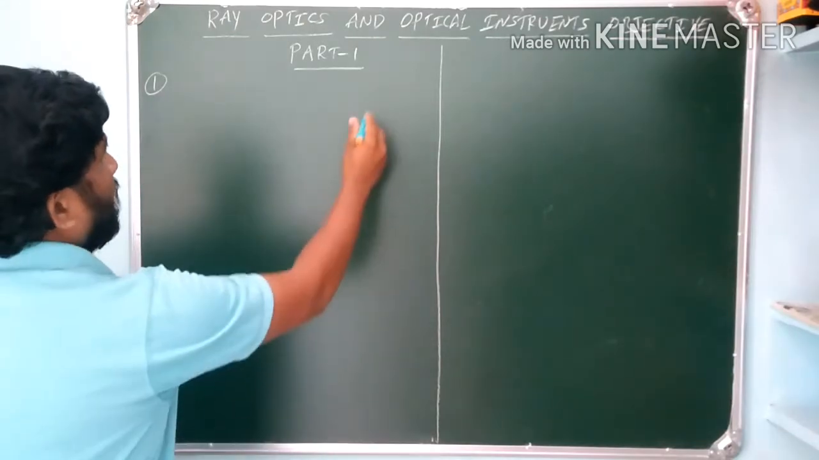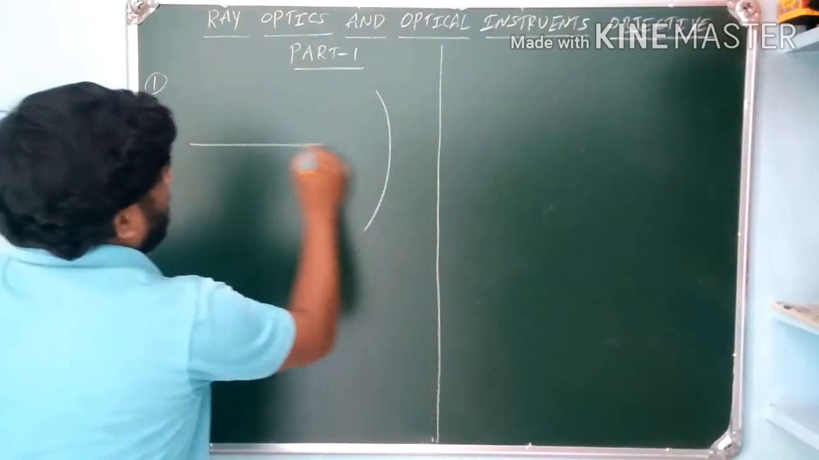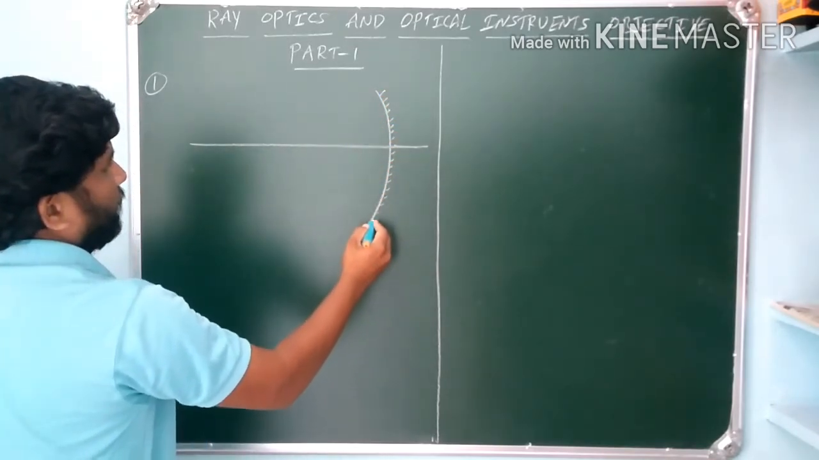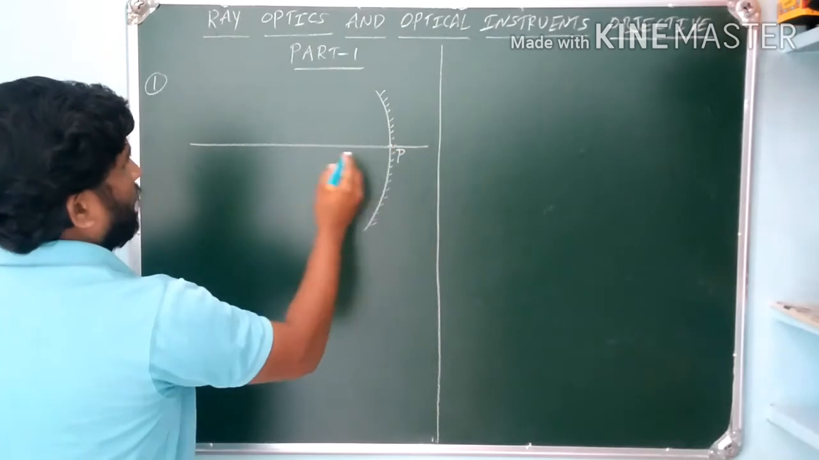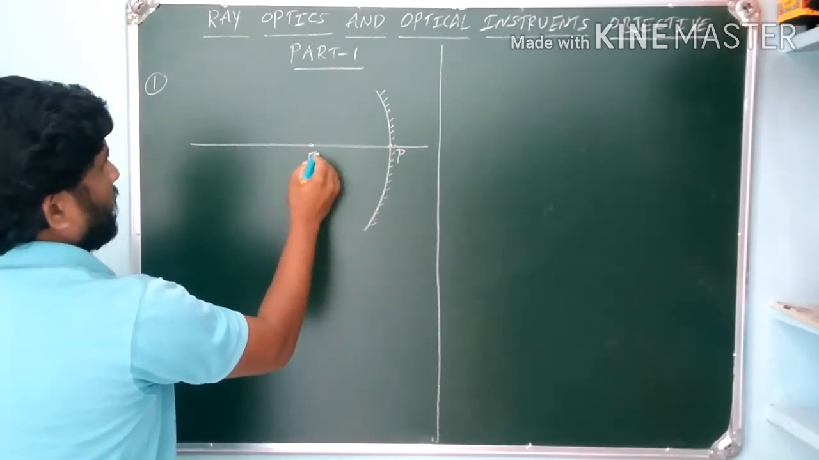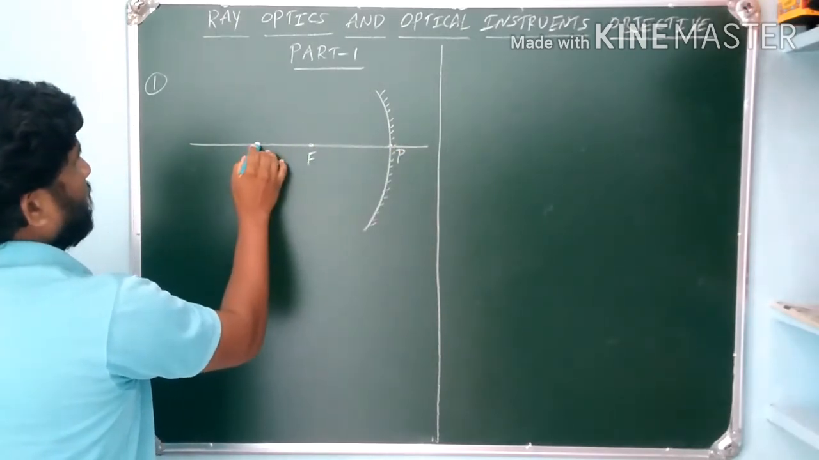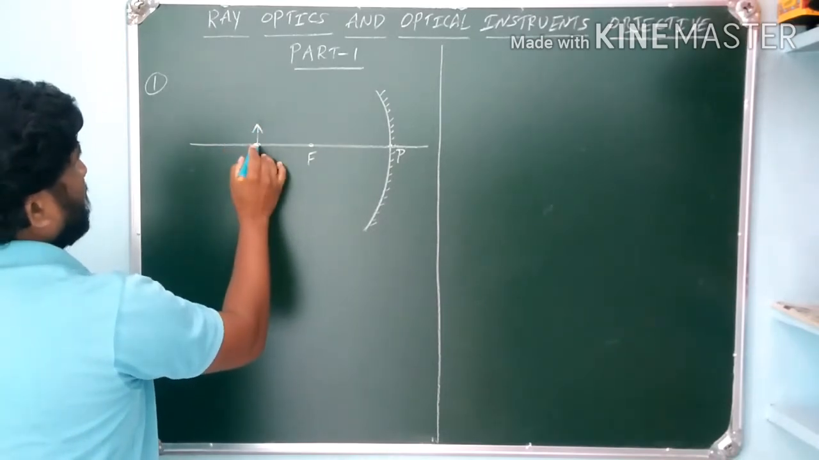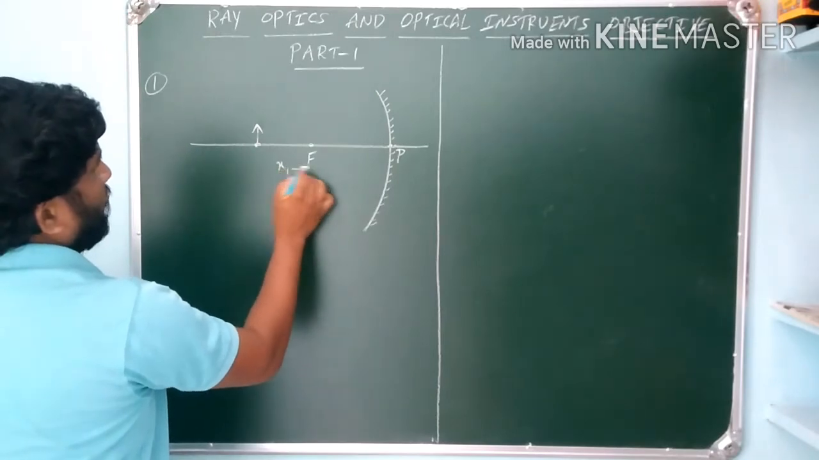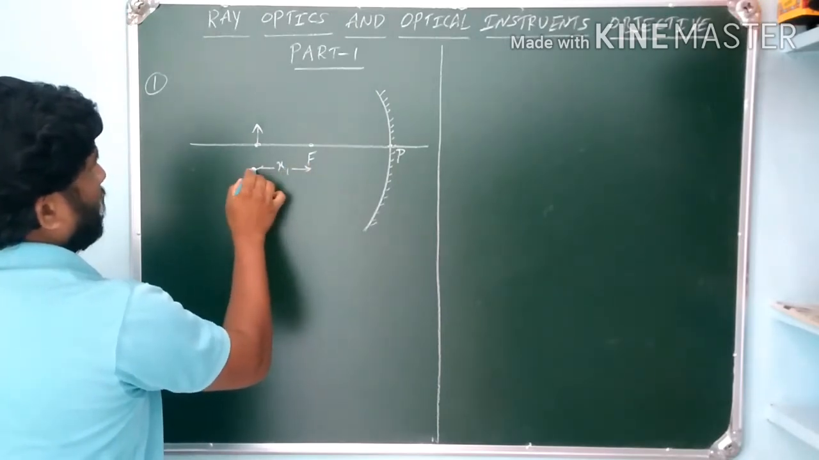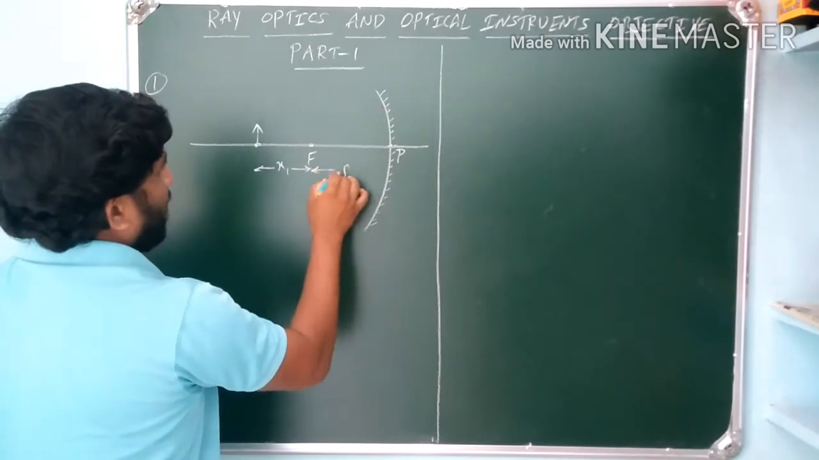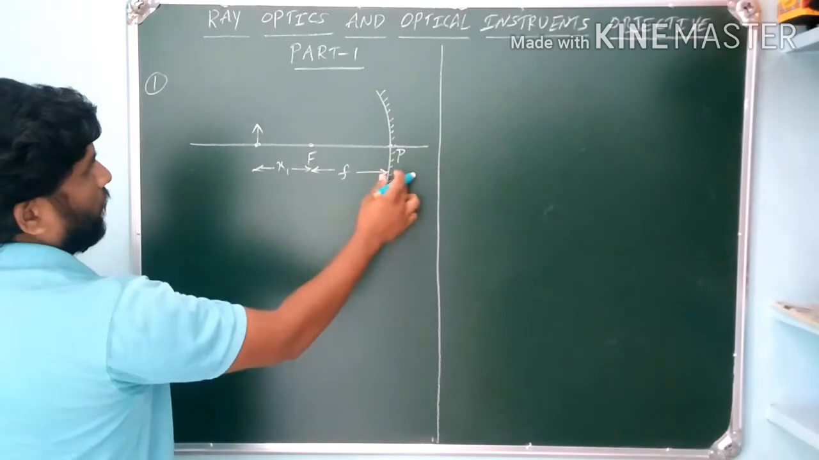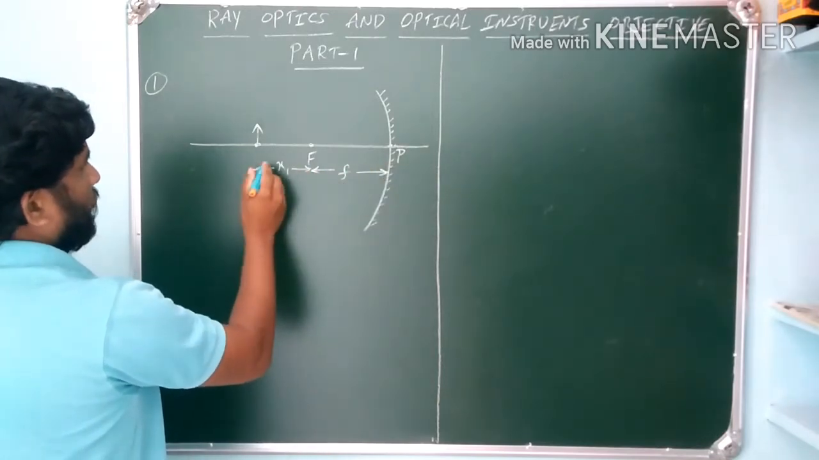Let us consider a concave mirror. Let P be the pole of the mirror and F is the focus. Here the object is placed at a distance of x1 from the focus. And we know that the distance between the pole and the focus is called the focal length.